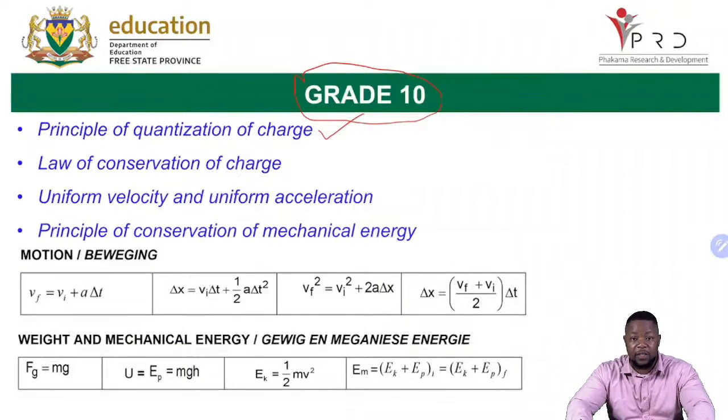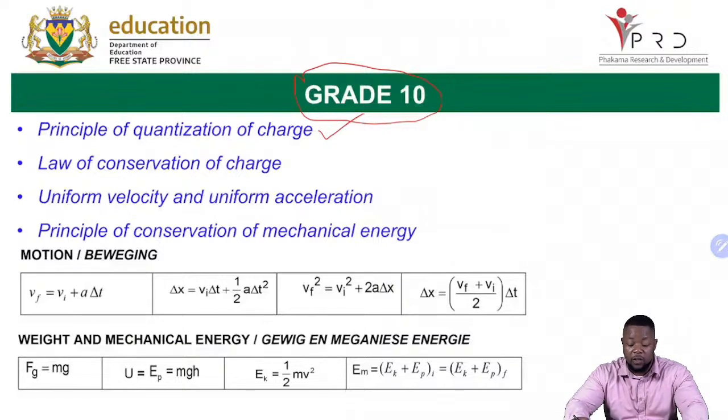This principle was learned in grade 10 and it will also appear in your examination tomorrow. There is a formula associated with it that you see on the data sheet, n equals Q over e. This formula is related to the principle of quantization of charge, which states that every charge in the universe is an integer multiple of the charge of one electron.